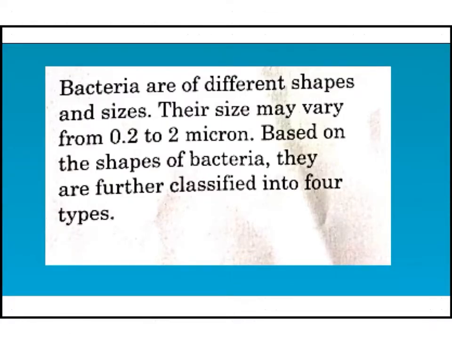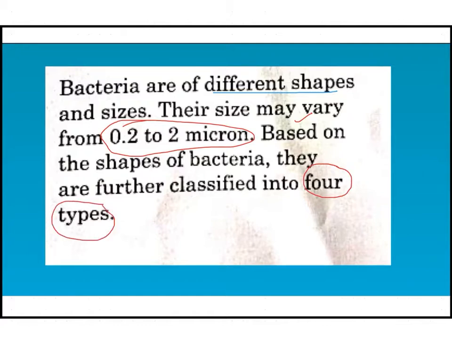Now, dear students, bacteria are of different shapes and different sizes. Their size may vary from 0.2 to 2 microns. So you can imagine how small the bacteria are. They are very, very small. And these bacteria can be classified into 4 types depending on their shape. How many types of bacteria? 4 types of bacteria depending upon the shape.